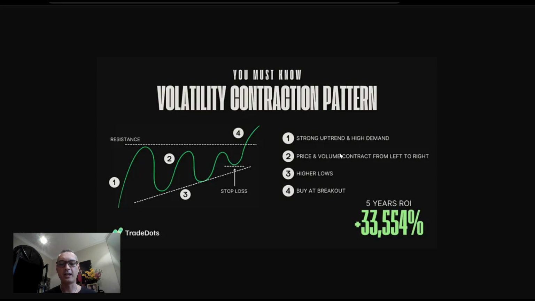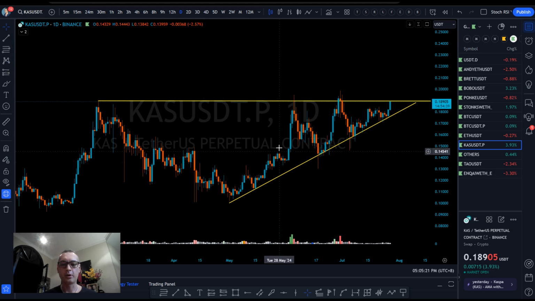Now, this is the part that I don't necessarily agree with. You do you, you figure out which way works best for you. But now let's compare what we've got here. Price coiling up, higher low, higher low, higher low, higher low. So then let's go back to KAS. So here we go. Strong uptrend, and then we have our low, higher low, higher low, higher low, higher low, higher low.